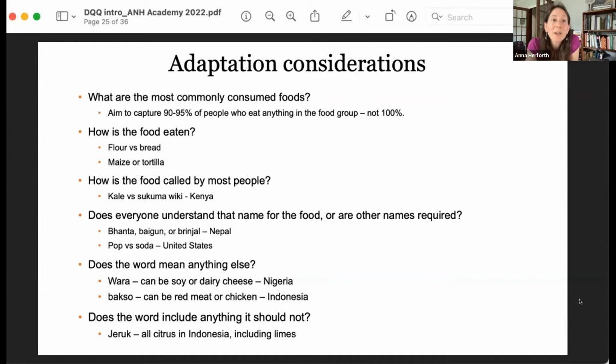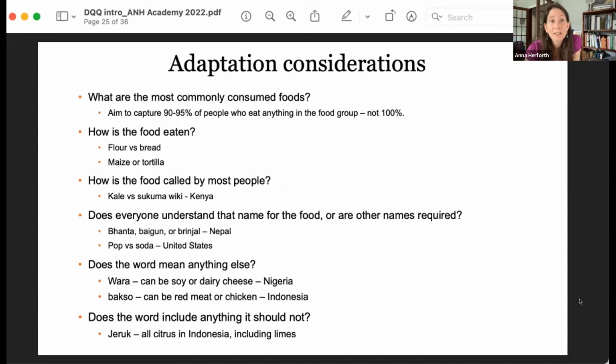As you do that work, you might want to keep some of the considerations in mind that we thought through each time we did cognitive testing and key informant interviews. So first and foremost, the idea is to capture the most commonly consumed foods, aiming to capture 90% or more of people who ate anything in the food group, not aiming to capture 100%. So keeping in mind, we're trying to get the big picture on commonly consumed foods.